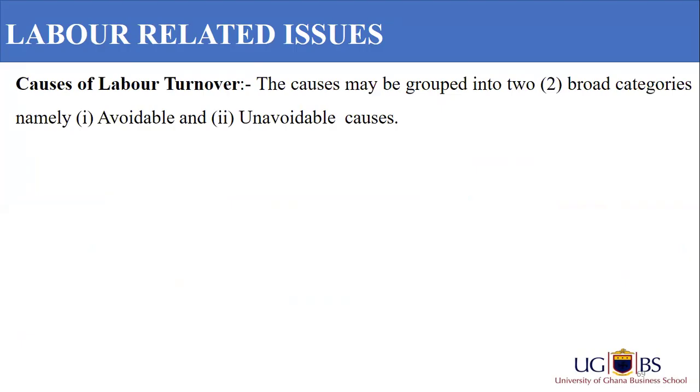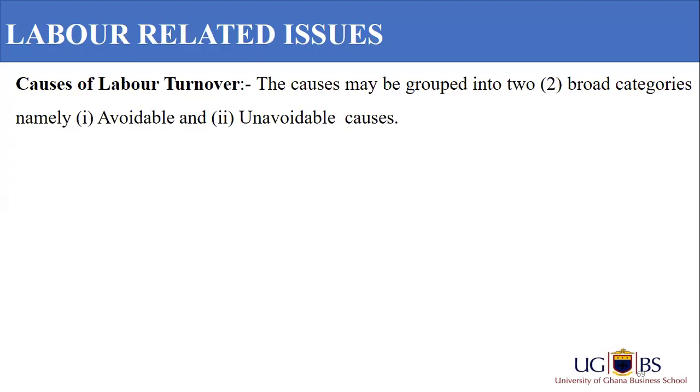The causes may be grouped into two broad categories. We have avoidable ones and unavoidable ones. Avoidable ones can be, let's say, low remuneration, poor working conditions, and the like. So for the employer to avoid this, he can offer good remuneration and good working conditions and the like.